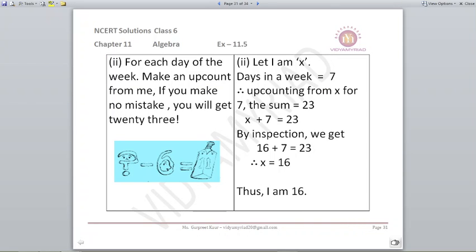Second, for each day of the week, make an up count from me. If you make no mistake, you will get 23. So what am I? Let I be x, and we know days in a week are 7. Up counting means x plus 7 we will do, their total should come to 23. So what should be x to make it 23? I should be 16.